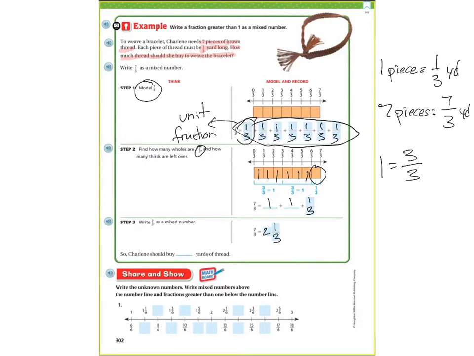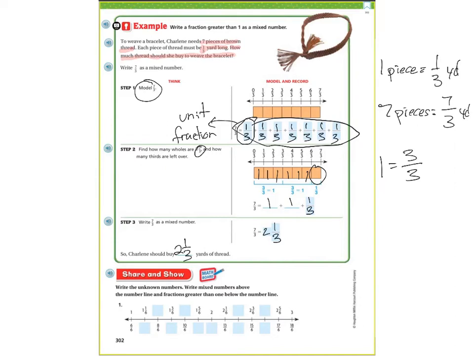So Charlene should buy, now if you went into Joann Fabrics and said, I need to buy 2 and 1/3 of a yard of thread or fabric or whatever else, that's going to make a lot more sense. Do this next time. When you're with your parents, go somewhere and ask for 7/3 of something, right? And you're going to get some strange looks, and then you're going to say, aha, Mr. Carey was right.